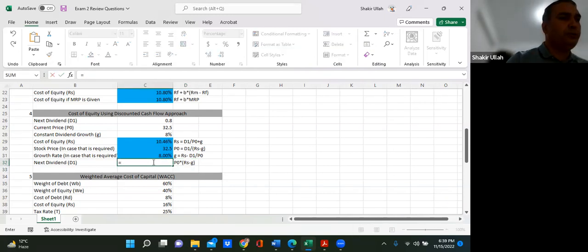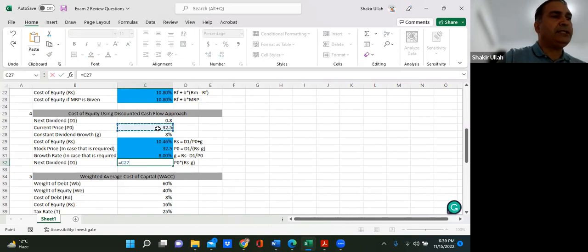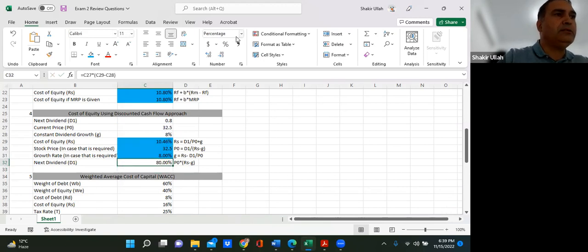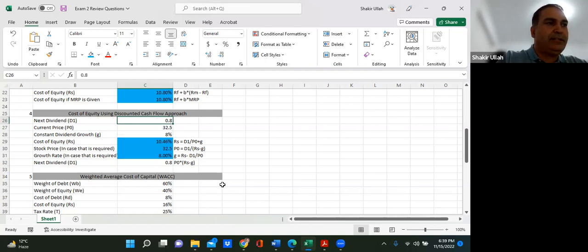Let's do it. Equals to P0, which is the current price, 32.5, and multiplied with, we start the parenthesis, and then RS minus G. RS is the cost of equity, 10.46, and minus G, which is 8%. And we close the parenthesis and enter it, and we got 80. No, so the formatting is wrong. If we remove that from percentage, it comes out to be 0.8, which is the same answer that we got in the data. Clear? So you can have these 4 different variations to calculate.